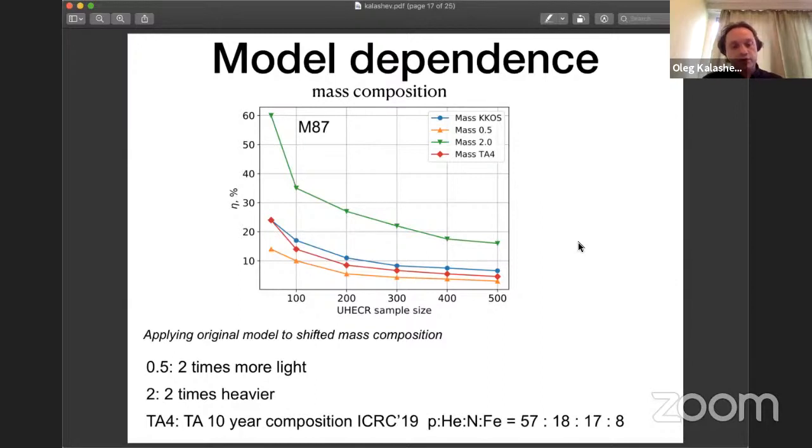And here we try to shift the original model mass composition towards 2 times lighter, or 2 times heavier. And as a separate exercise, we just replace the composition by the composition measured by Telescope Array in its 10-year data. And here is the result. You can see that if we apply the same classifier based on the original model to the maps generated with shifted mass composition, we get roughly similar results, again, except the case of M87 for the special magnetic field model.